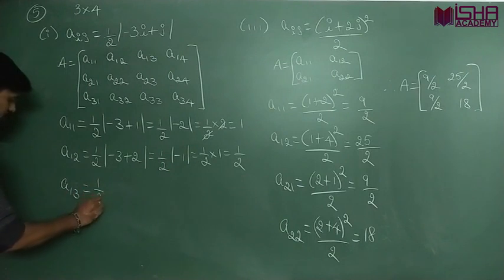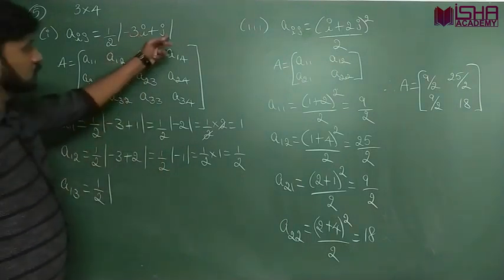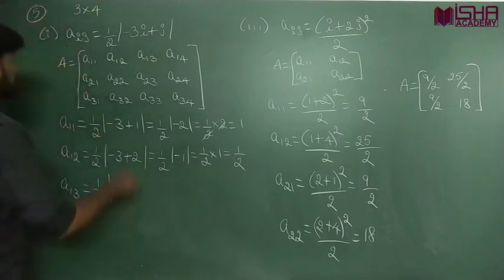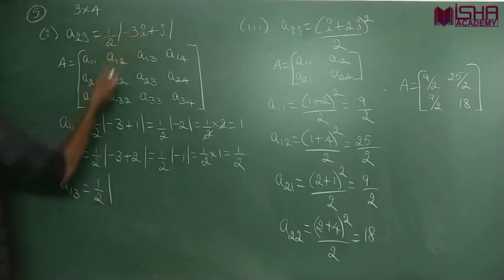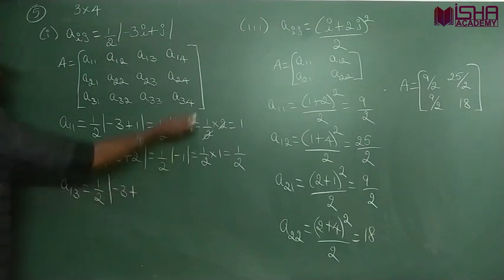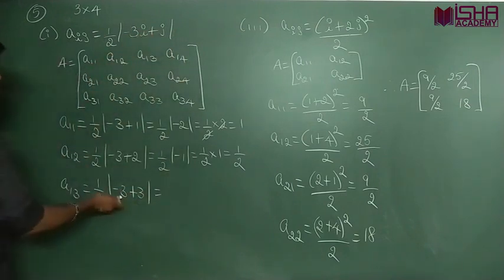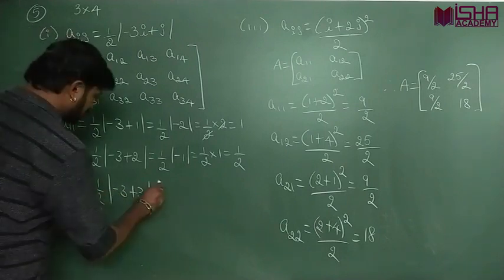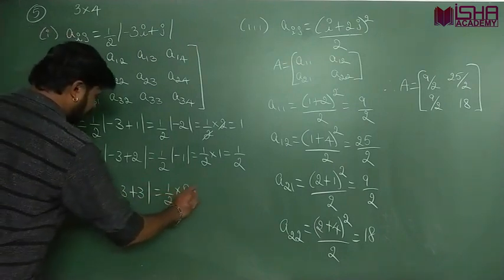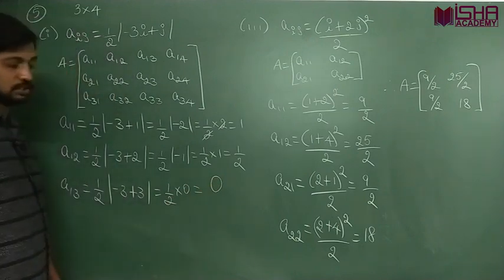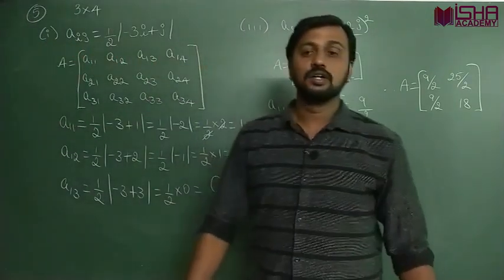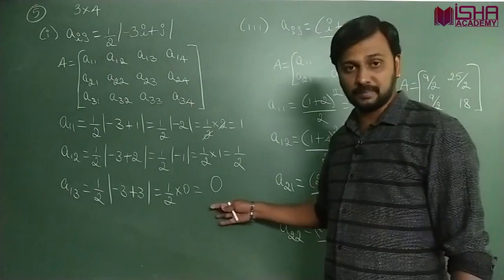A13. 1 by 2 into. So put i equals 1 and j equals 3. Now if we substitute, what happens? Minus 3 into 1 which is minus 3, plus j, substitute 3, plus 3, and minus 3 plus 3 is 0? So minus 3 plus 3 is 0, and 0 into anything is 0. Clear? So that is your first row, third column element.